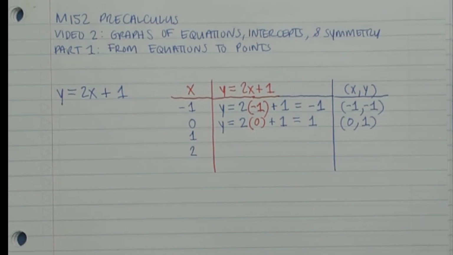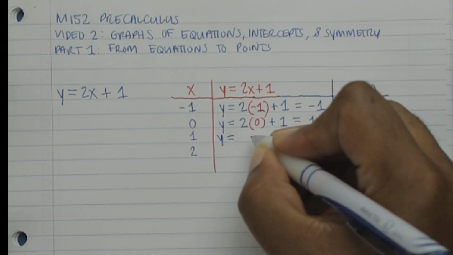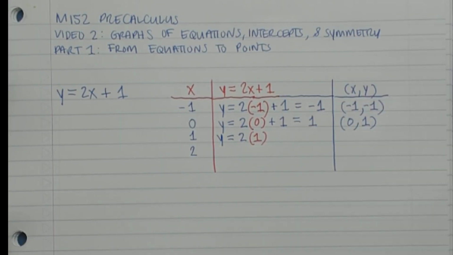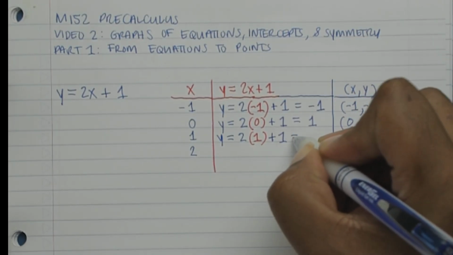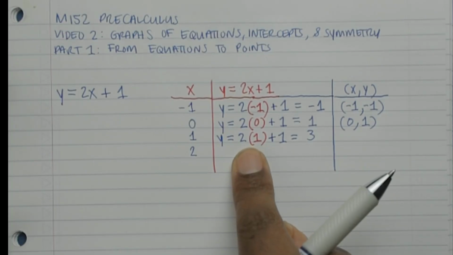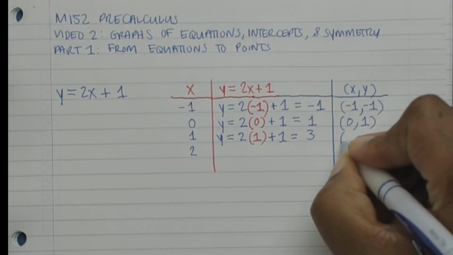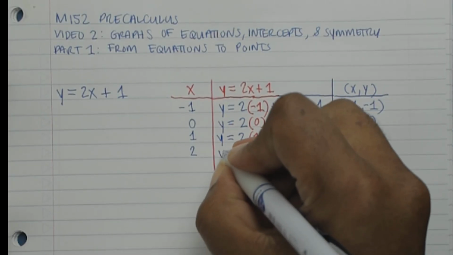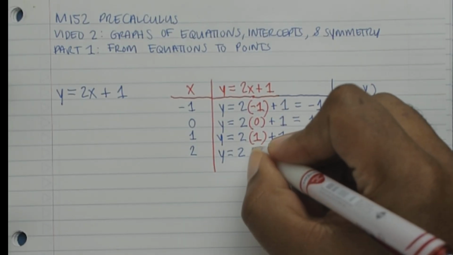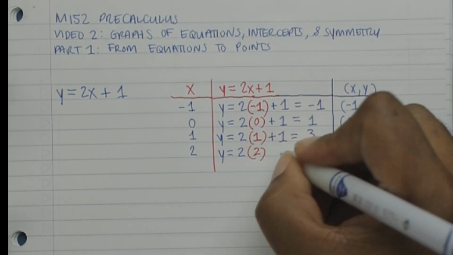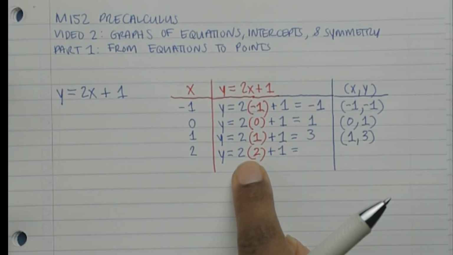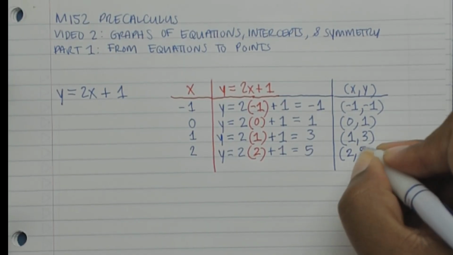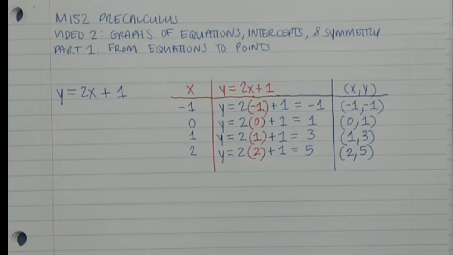Now let's do the same thing for the next two values. y equals 2 times (1) plus 1, which is going to be 3. 2 times 1 is 2, plus 1 is 3. This gives us the point 1, 3. The next is y equals 2 times (2) plus 1. 2 times 2 is 4. 4 plus 1 is 5. So we have 2, 5. Okay, so that completes the table.